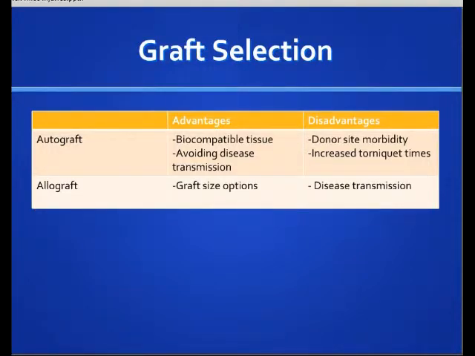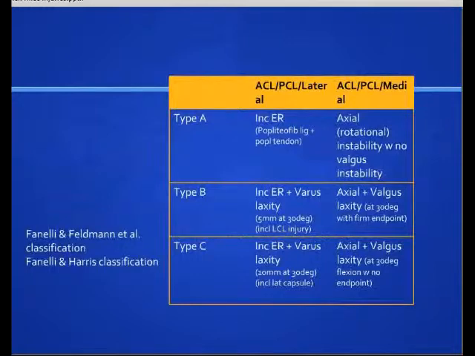So B and C, they're saying it's more unstable. So varus laxity, so I guess they're saying it's a grade 2, but then they're saying that the lateral capsule is injured.